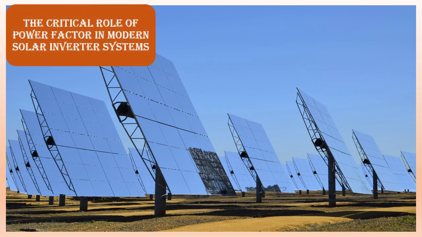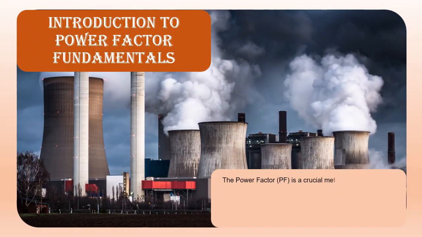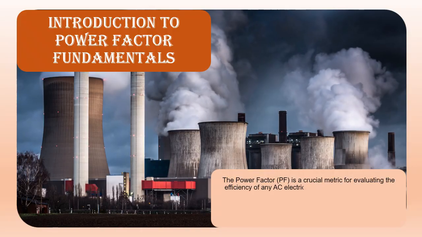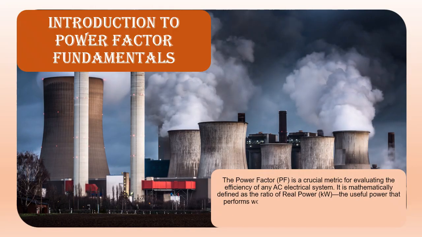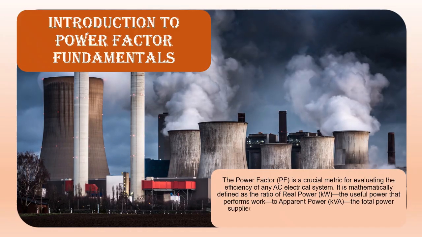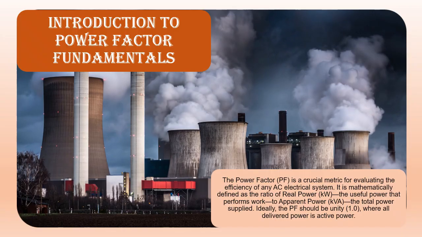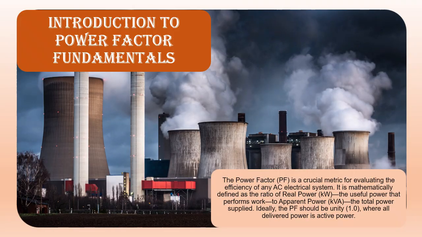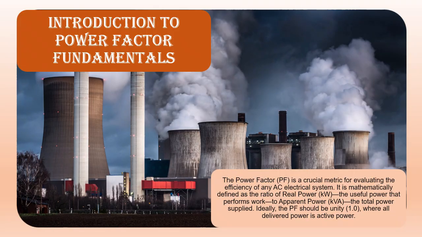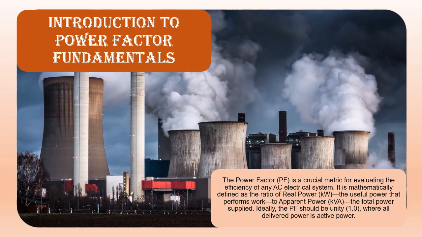The critical role of power factor in modern solar inverter systems. Introduction to power factor fundamentals. The power factor, PF, is a crucial metric for evaluating the efficiency of any AC electrical system. It is mathematically defined as the ratio of real power, kW, the useful power that performs work, to apparent power, kVA, the total power supplied. Ideally, the PF should be unity, 1.0, where all delivered power is active power.